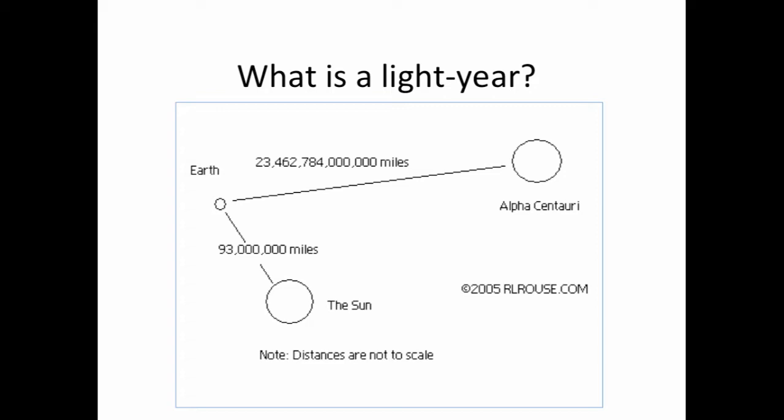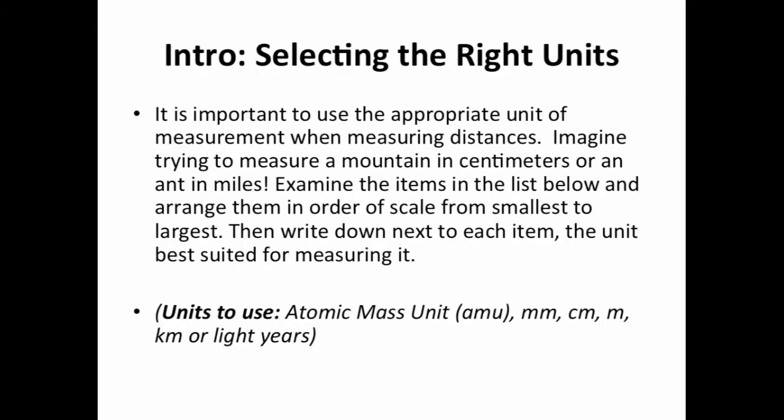So I want you to look at this picture. If we wanted to measure the distance from Earth to our sun, it is 93 million miles. And if you wanted to measure the distance from Earth to Alpha Centauri, well, you can see how big that number is. So currently, a mile and a kilometer are the largest units that we have for distance. Well, scientists are actually very lazy and they didn't want to deal with these large numbers, so they created a light year.